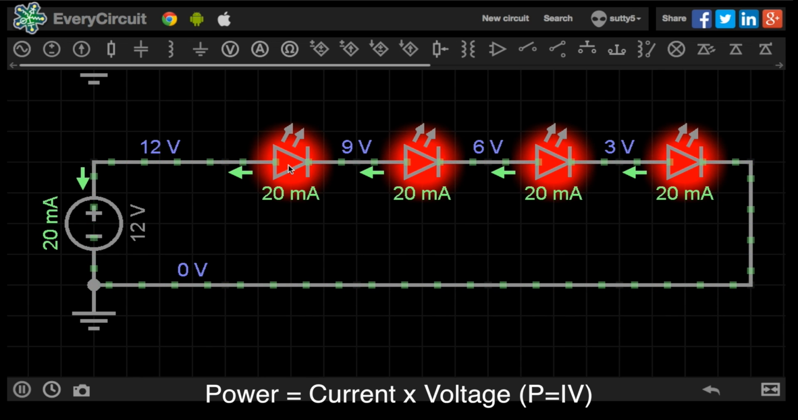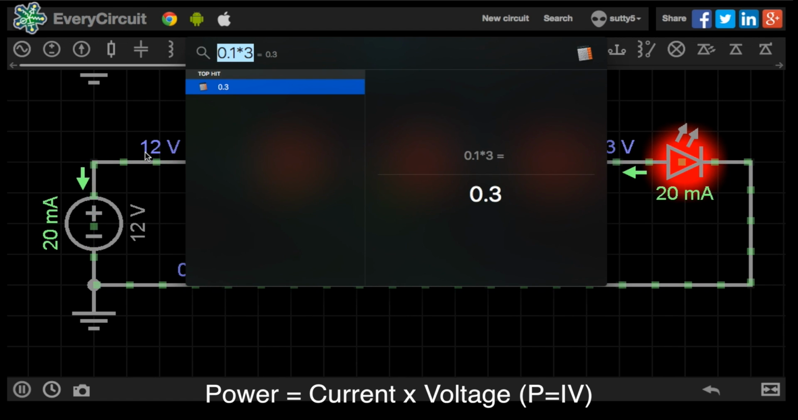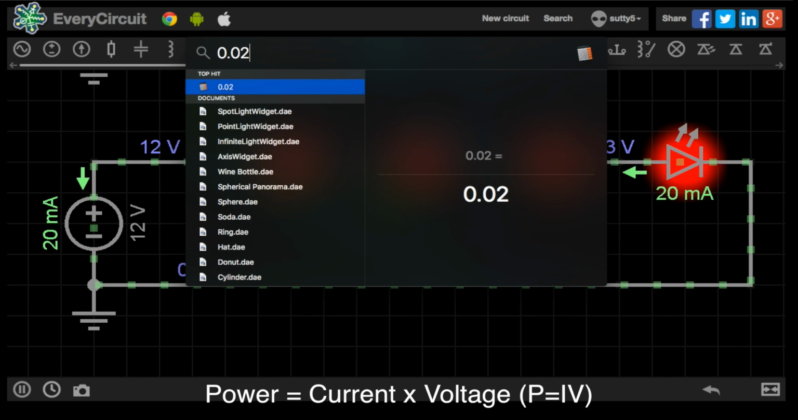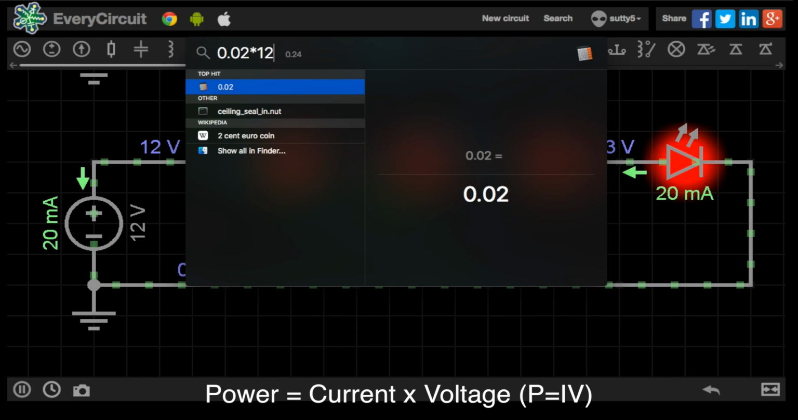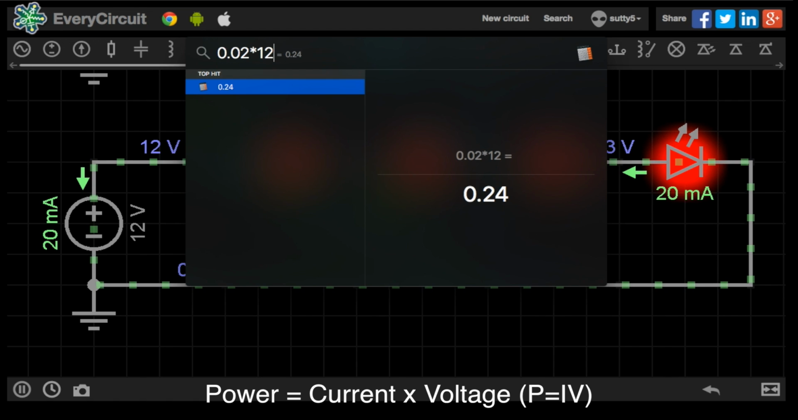Well, it's exactly the same principle. I know that 20 milliamps is flowing through this circuit. The total current flowing through all of these is 20 milliamps, because it's the voltage driving them this time. So I've got a 12 volt power supply, so I'll use my P equals IV equation again. So P is equal to 0.02 amps, or 20 milliamps, times the 12 volts. And as you can see here, I've got 0.24 watts, or 240 milliwatts.